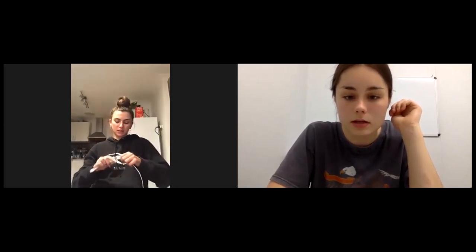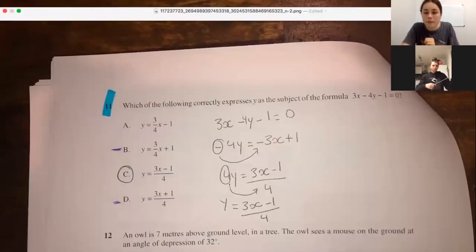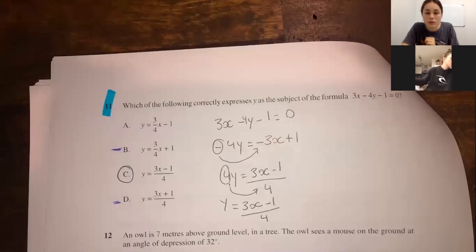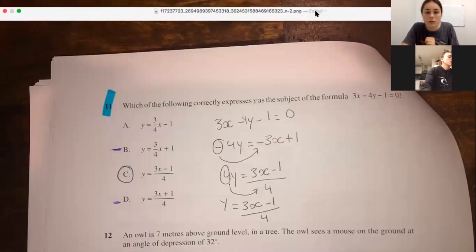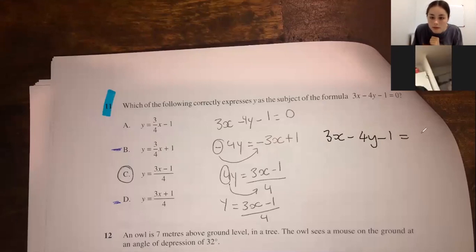You don't know how they got C, is it? Yeah. Let me share my screen. Okay, so I've got it here. So what did you do? Well, I'll go through it with you. Okay, let me rewrite it. So it's 3x minus 4y equals 0.